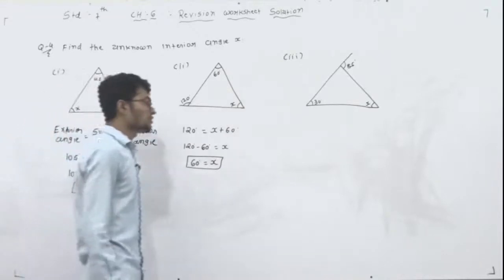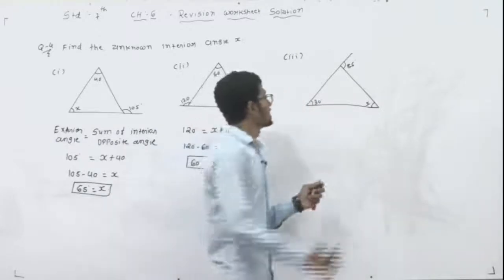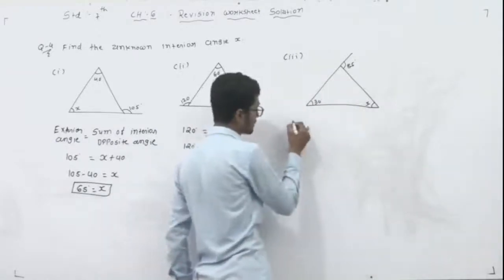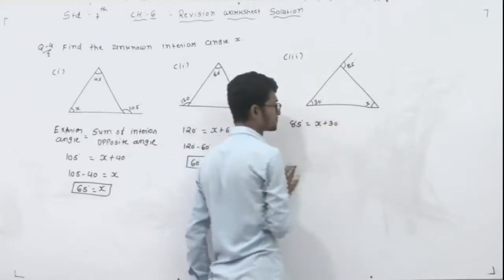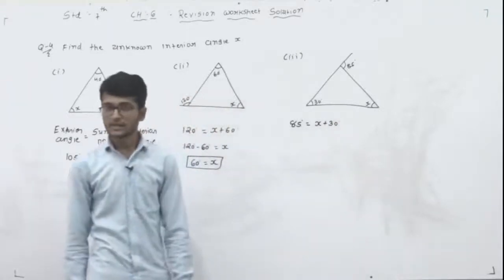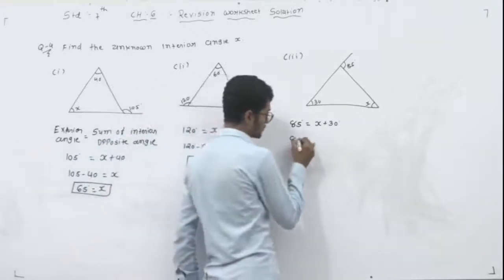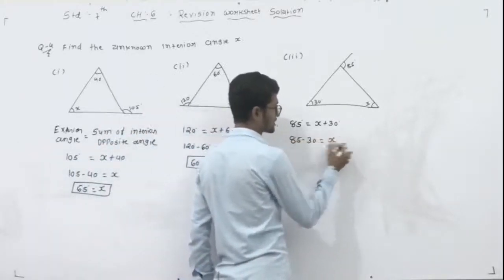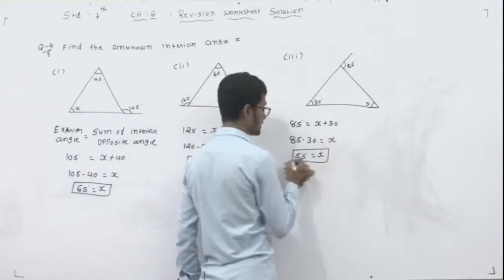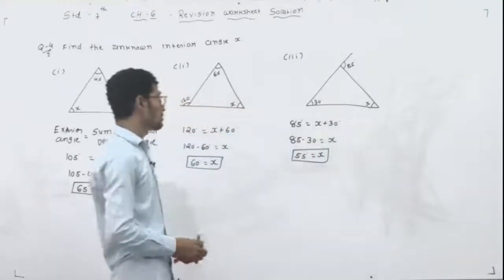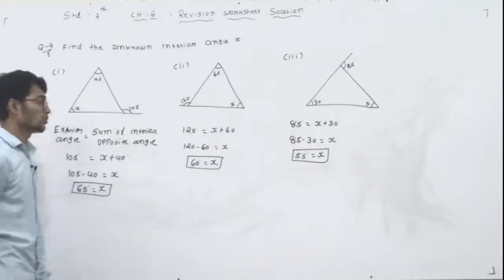Third one, same formula, exterior angle is equal to the sum of interior opposite angles. Now in this question, exterior angle is equal to 85. So 85 is equal to the sum of interior angles, which means x plus 30. Now we have to find the value of x. Then 30 goes to this side, and on this side it becomes minus. So 85 minus 30 is equal to x. 85 minus 30 is 55. So x value is equal to 55. It means in this, interior angle is equal to 55. Here interior angle is equal to 60, and here interior angle is also 65.